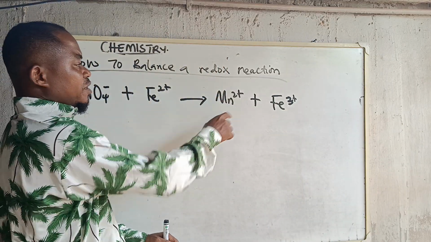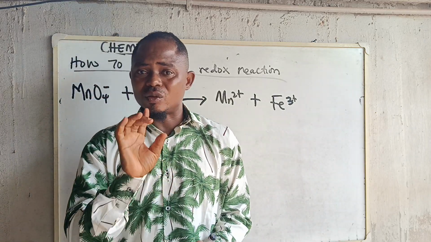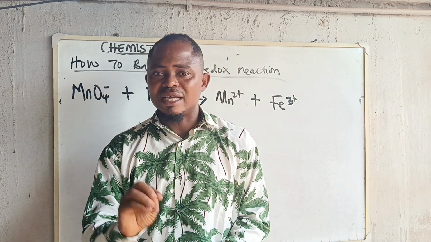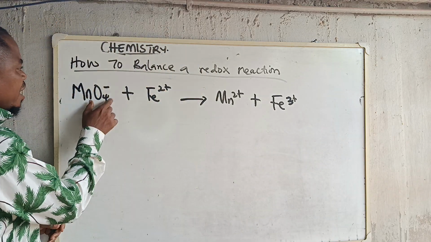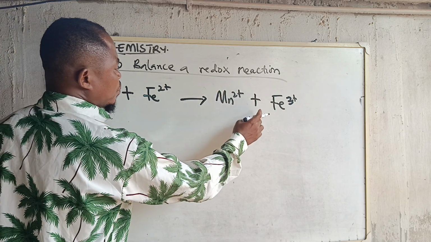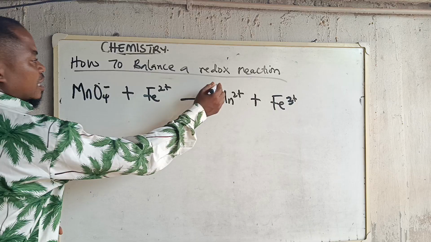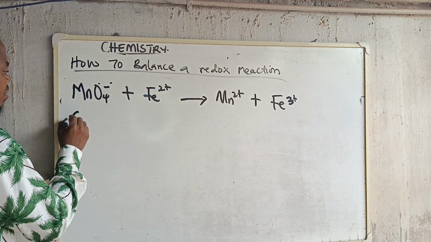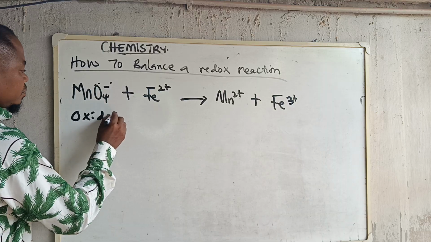When you have a redox equation like this on the board, the first thing you must know is to be able to break it into half equations. That is the oxidation process and the reduction process. All right, let's write them out. I have MnO4 minus reacting with Fe2 plus to form Mn2 plus plus Fe3 plus. Now, this has gone from this to this. All right, first of all, let's start with what? Oxidation.